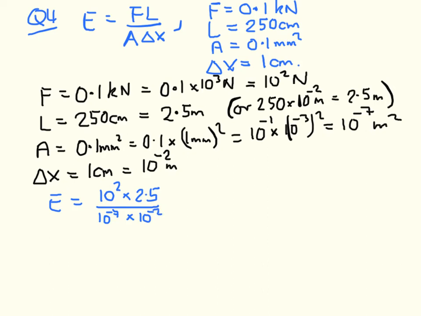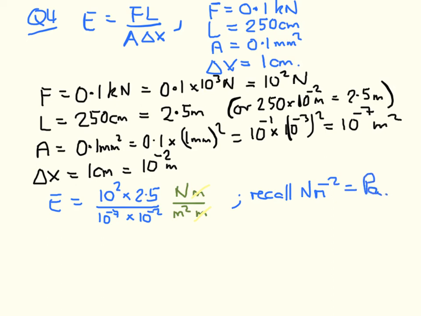And if we just want to tidy up the units and see how that works, in the numerator we have newtons for F, we have meters for the length, and on the bottom we have meters squared for the area and meters for the extension delta X. And what we see is the meters on the top and the meters on the bottom can cancel, and we have newtons per meter squared, and we just recall that newtons per meter squared are called pascals.